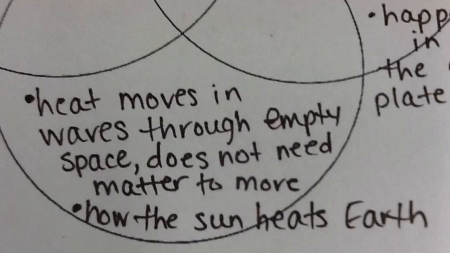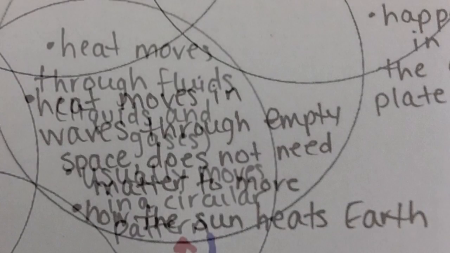Radiation is when heat moves in waves through empty space and does not need matter to move. This is how the sun heats the Earth using infrared radiation.